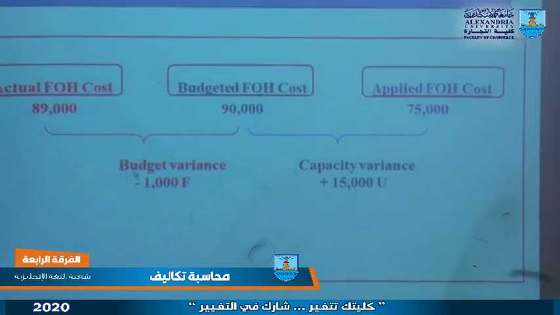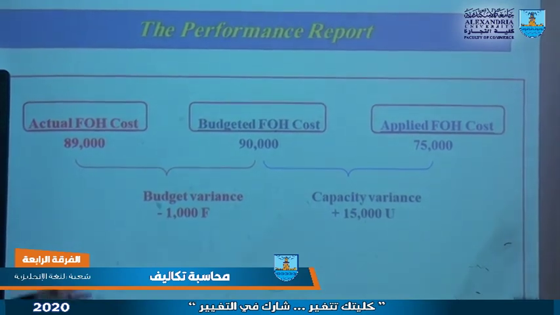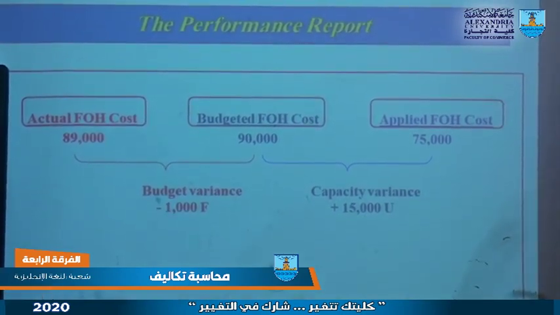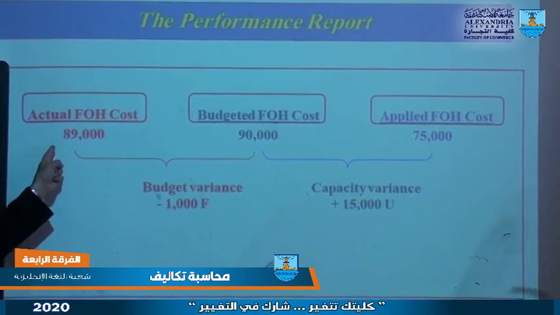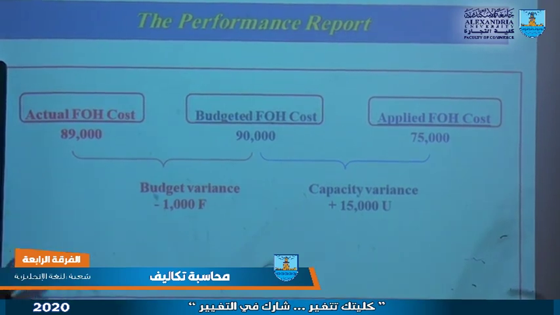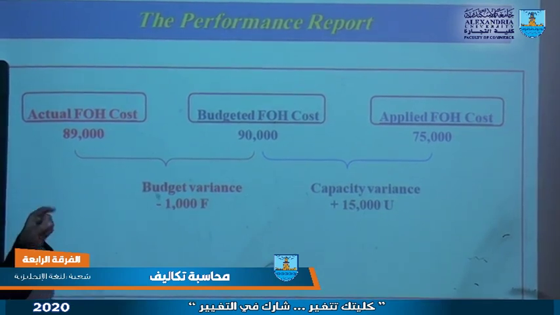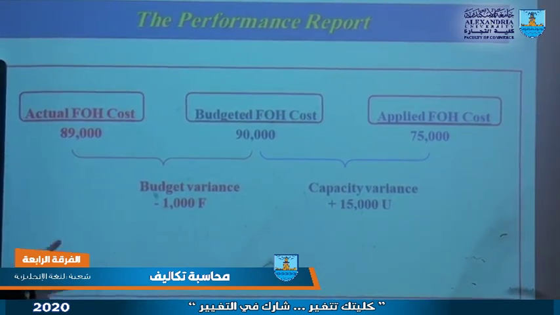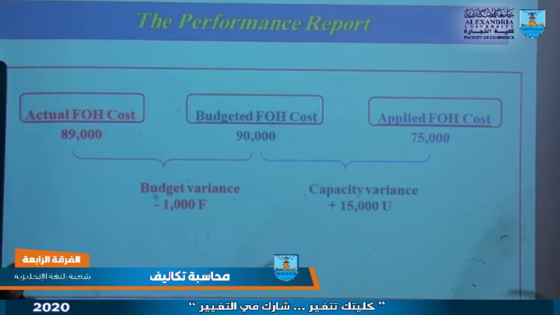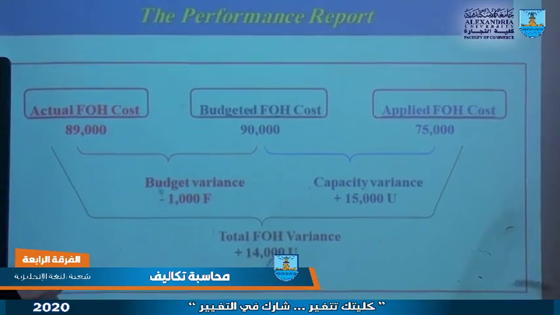If I calculate the difference between number 1, actual fixed cost, and number 3, applied fixed cost, the difference is between 89, my actual amount, and the applied 75. 89 is more than 75, so the difference will be positive. 89 minus 75 equals 14. This is my total variance for fixed overhead.